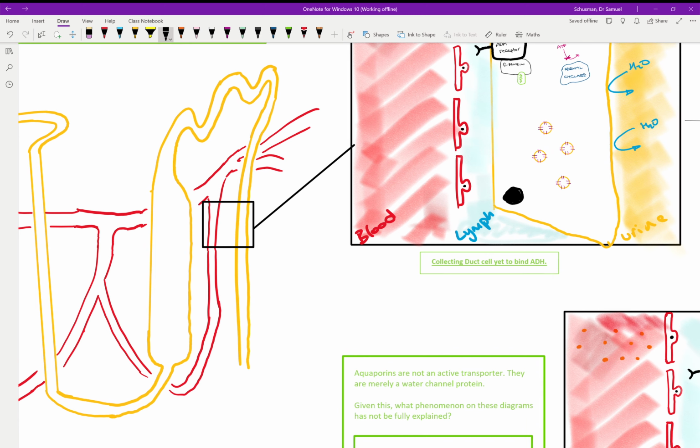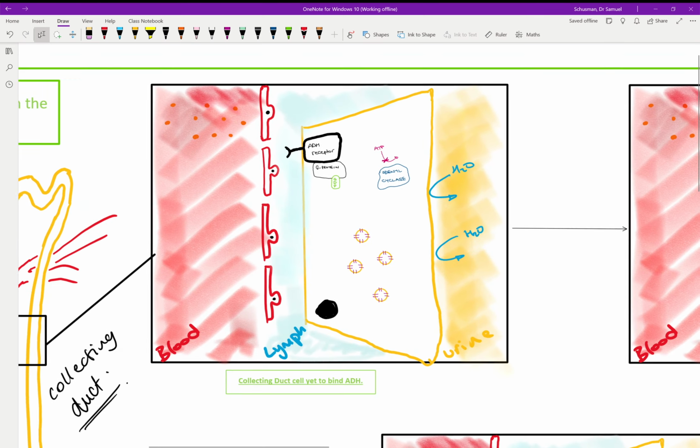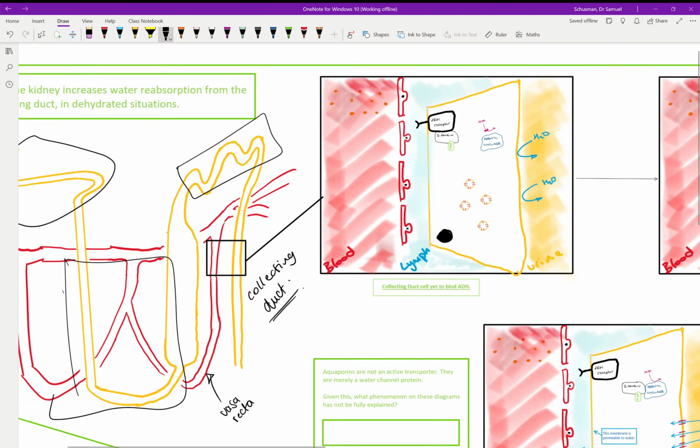So ADH's main action is on the collecting duct, and the collecting duct has this sort of anatomy, this structure where you have a vasa recta, which is one of these blood vessels. So that's our vasa recta running alongside it. And when we are dehydrated and our blood concentration level is high, we require more water reabsorption from our collecting duct. We've got some water reabsorption happening at the PCT and even some happening at the loop of Henle, and a little bit at the DCT, but the main bit where we alter how much water we're reabsorbing is here. So what happens?